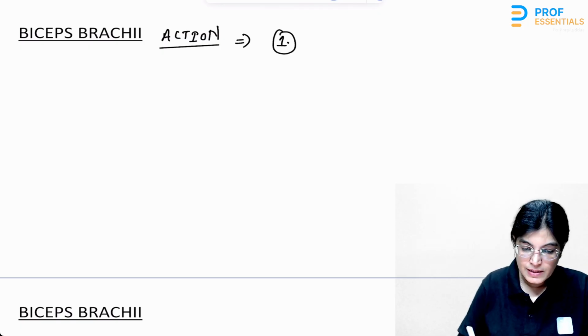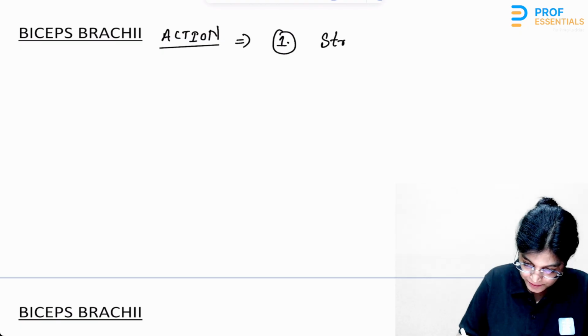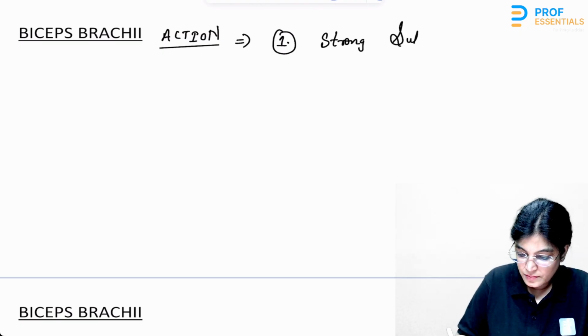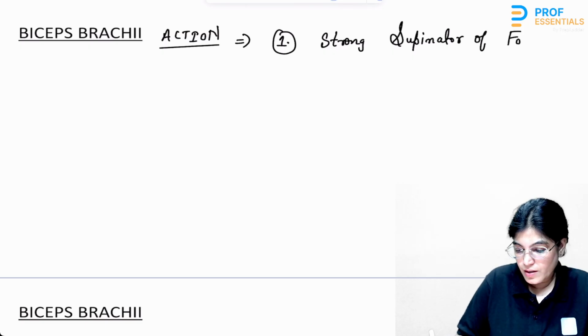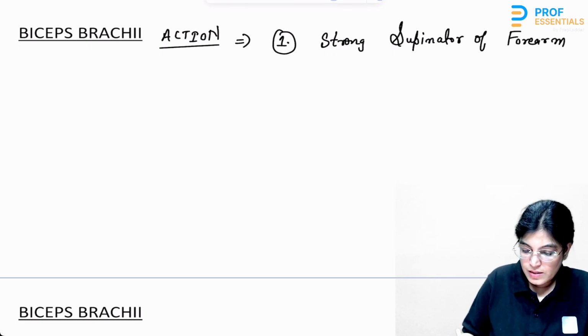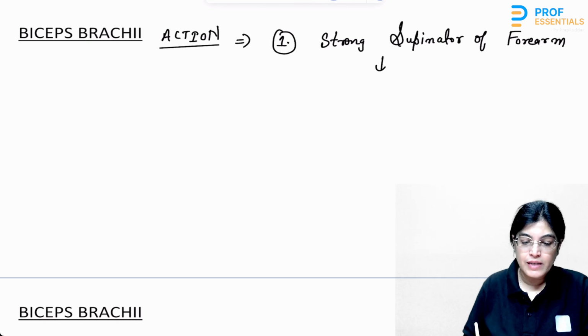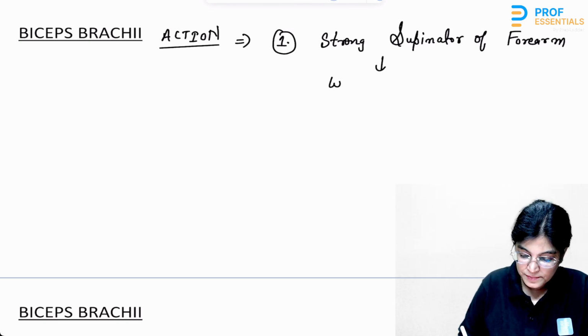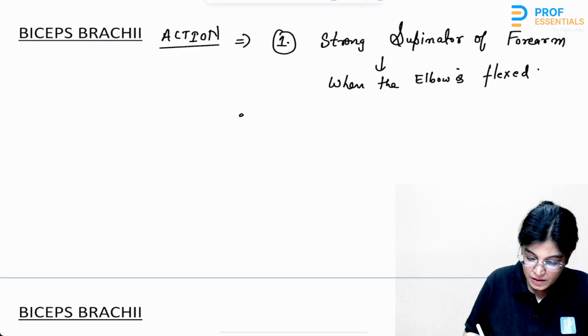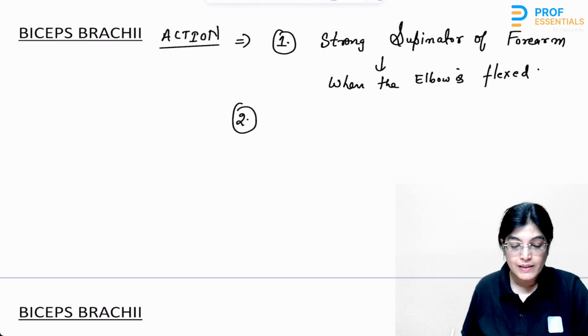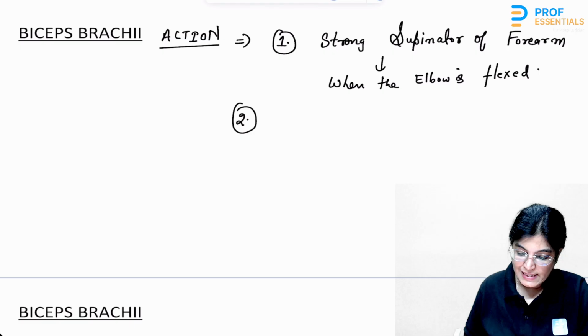First, it is a strong supinator. This action occurs when the elbow is flexed. Now, the other action: it is also a powerful flexor of the forearm when the elbow is extended.